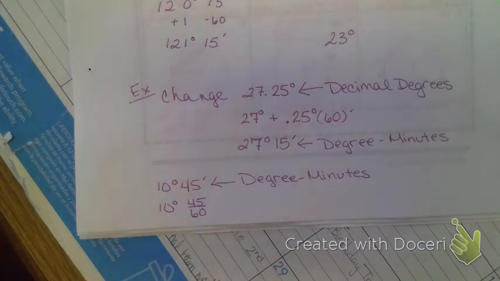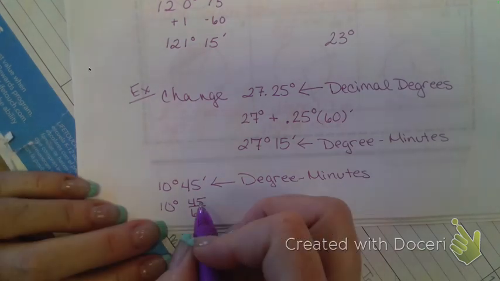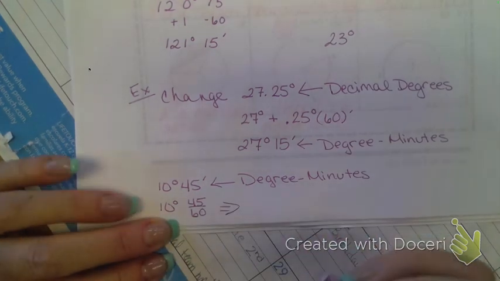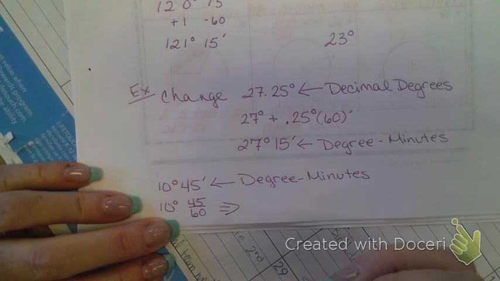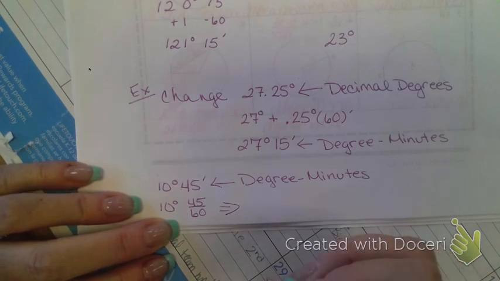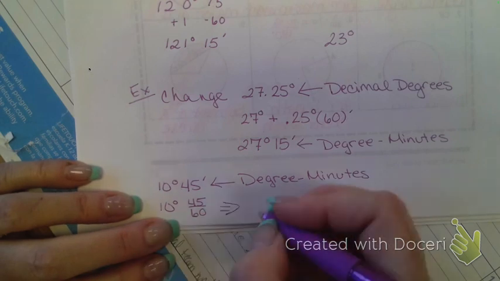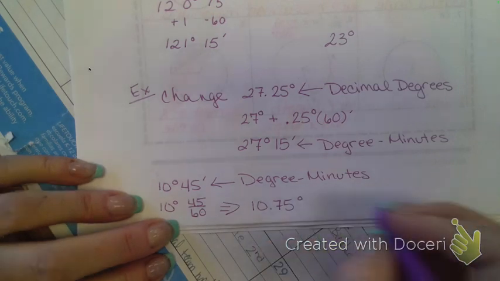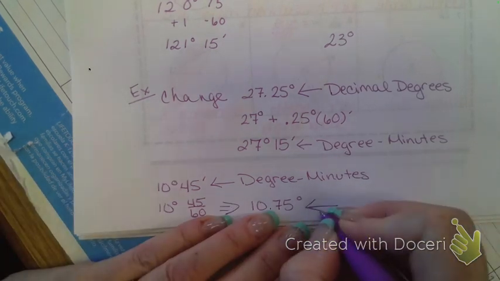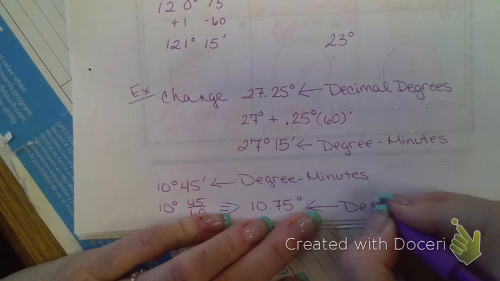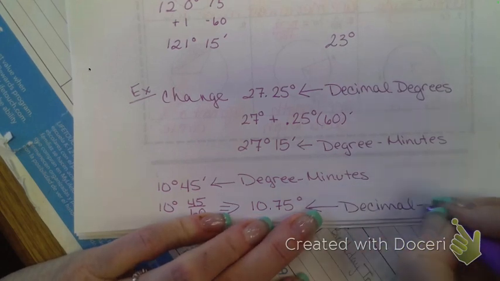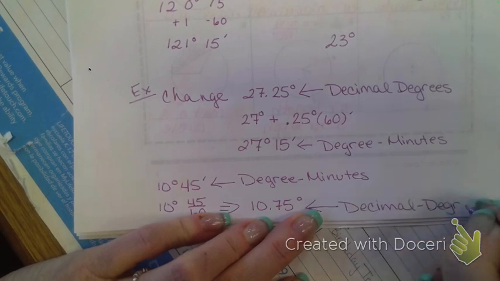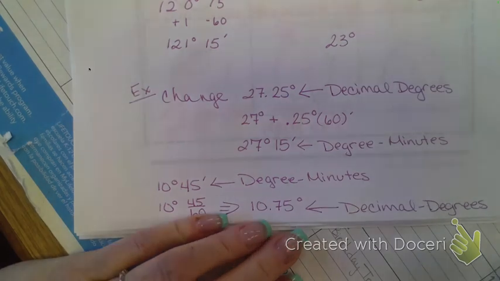So you're just trying to make it into a decimal? Yes. Okay, so 45 divided by 60 is... 0.75. So it's 10.75 degrees. And now what units am I in? Decimal degrees. Makes sense, guys? Okay.